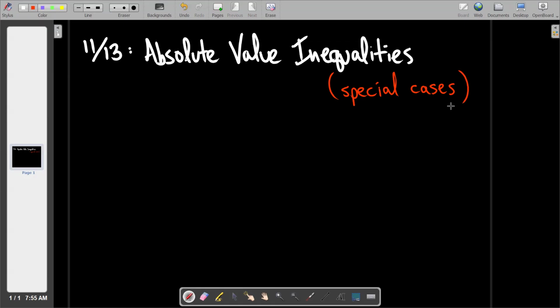The harder push is when we start throwing variables onto the other side. That gets a little bit more complex. But today we're just introducing two new special cases to this. I've been avoiding them to this point. One of them is something like this. Let's say we had 5 times the absolute value of x minus 2 plus 6 is greater than negative 4.